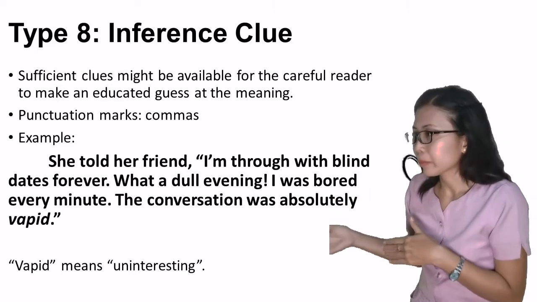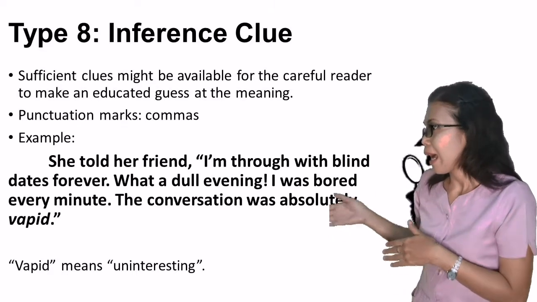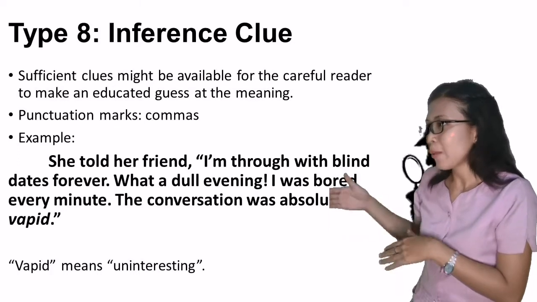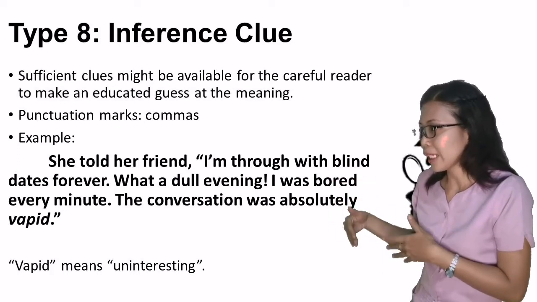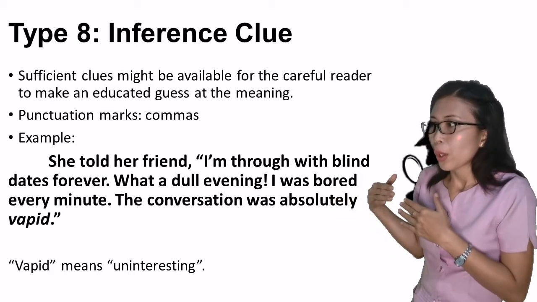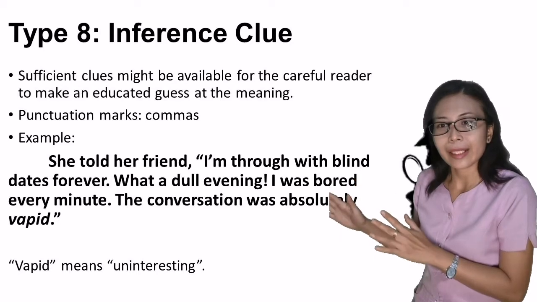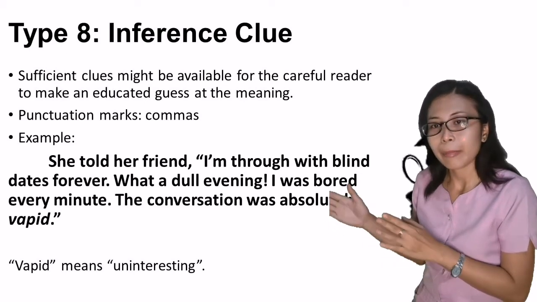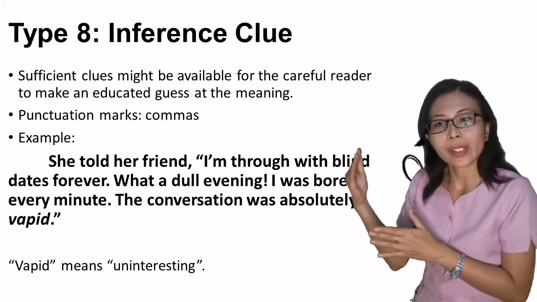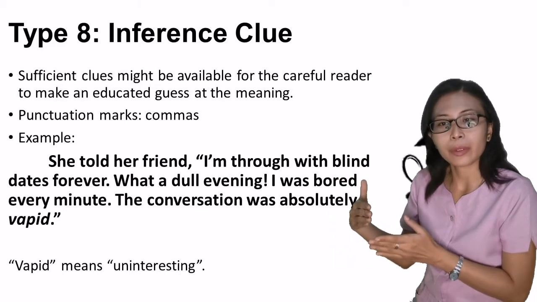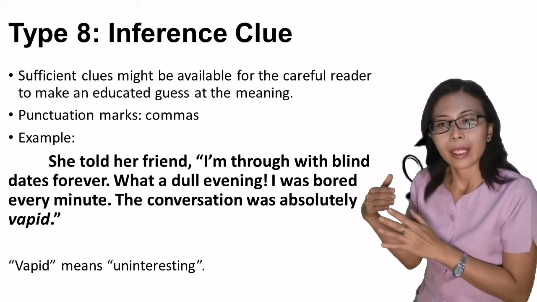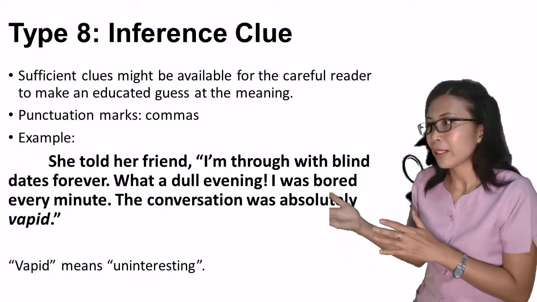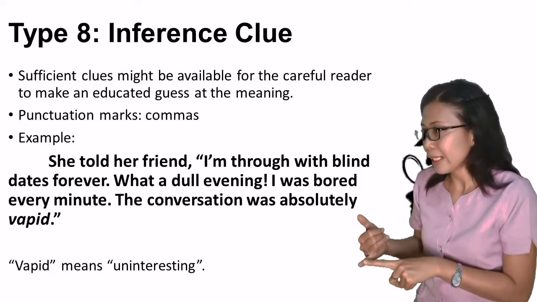Here is the example. She told her friend, "I'm through with blind dates forever. What a dull evening. I was bored every minute." The conversation was absolutely vapid. So in this sentence, we don't know the meaning of the word vapid, but by just looking at the previous specific details, we would come to a conclusion about what vapid is about. We make inference, rather.